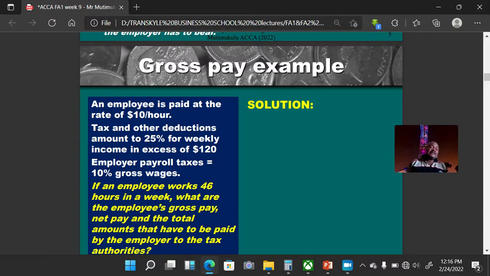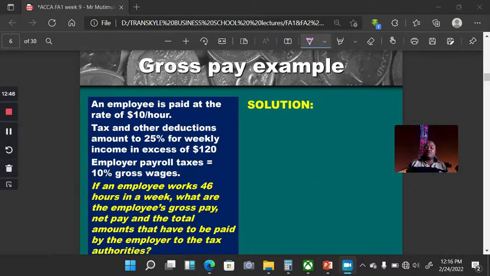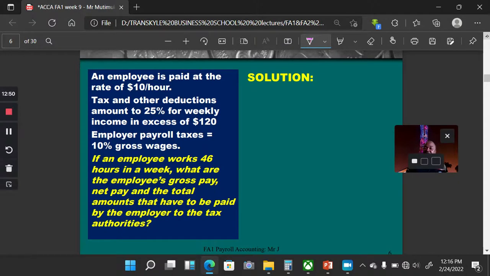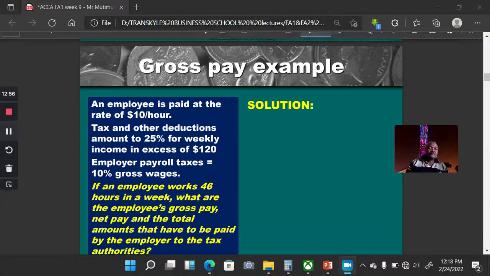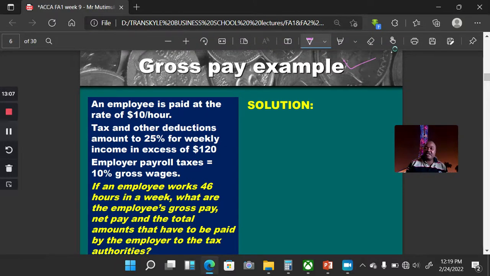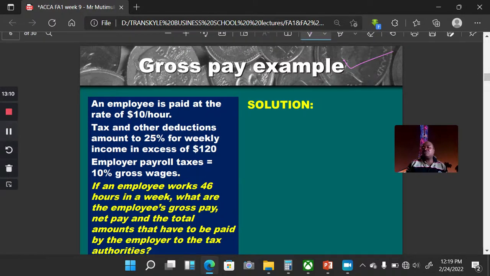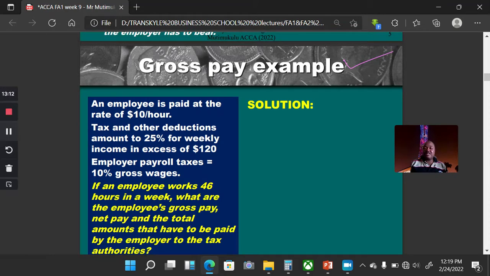Now, let us just go straight into an example so that whatever we do is supported with some minimum body of knowledge. In this particular example, we want to understand what gross pay is and what the computations involved are.